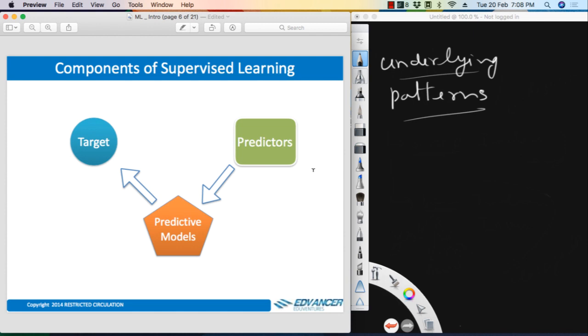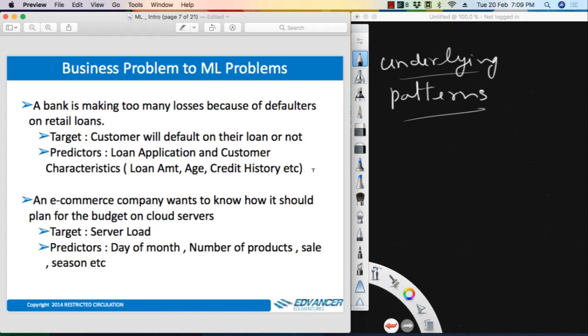predictions for targets, we need to first bring down a business problem to this level where we identify, okay, what is the target, what is the outcome expressed in data terms for this problem, what are the predictors expressed in data terms for this problem. Here are two examples for that.